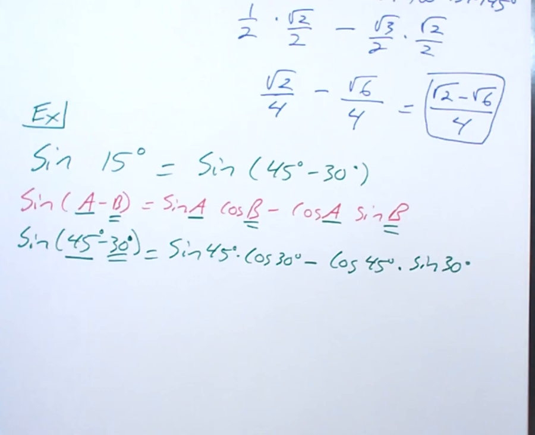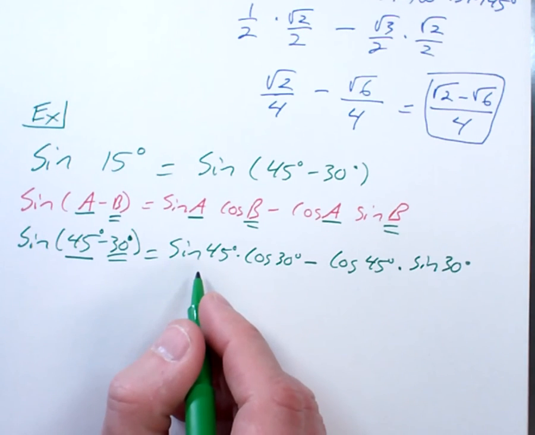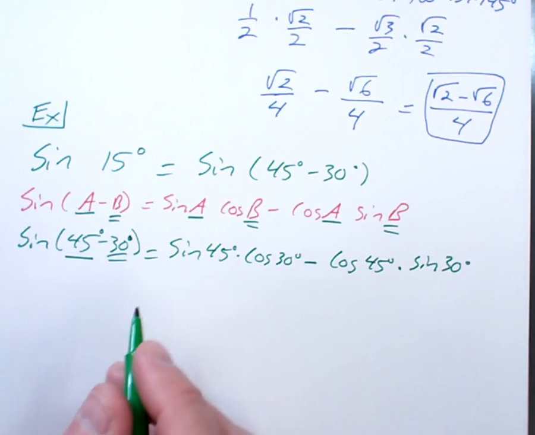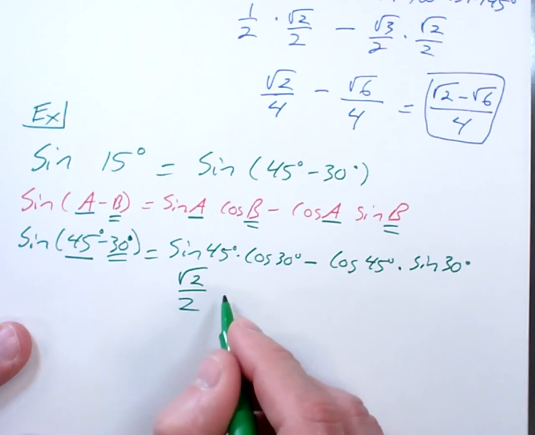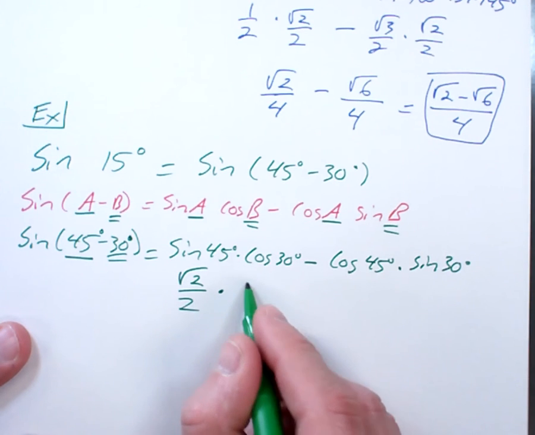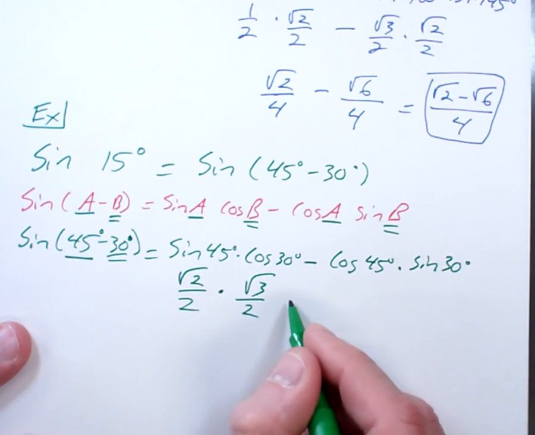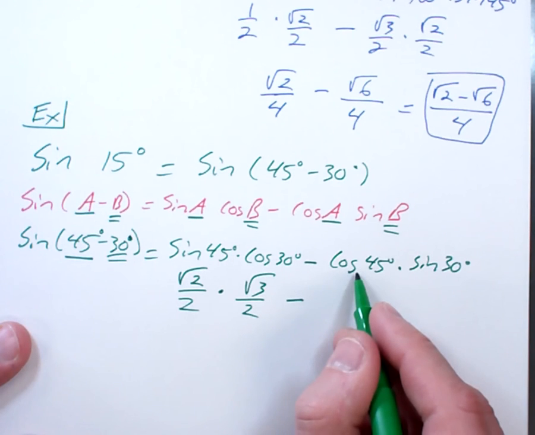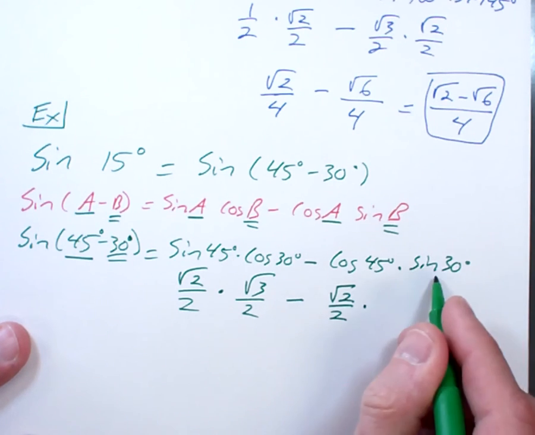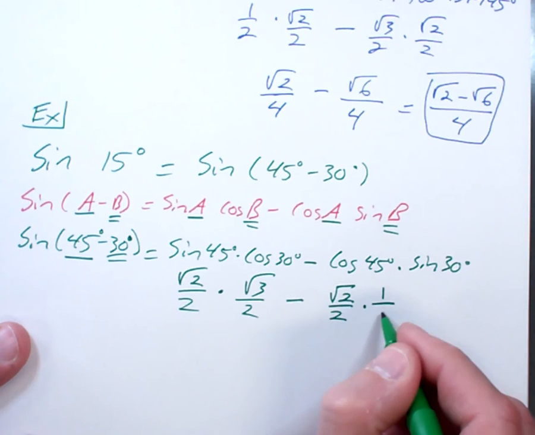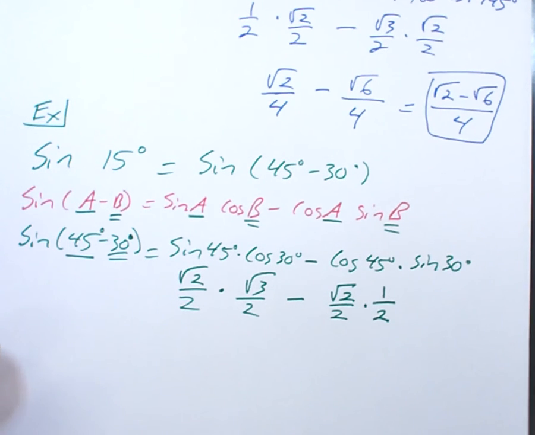Now we start looking things up. Sine of 45, we did that one up there, but what is it? Square root of 2 over 2, right off the unit circle. Cosine of 30, square root of 3 over 2, minus cosine of 45, square root of 2 over 2, times the sine of 30, is 1/2.